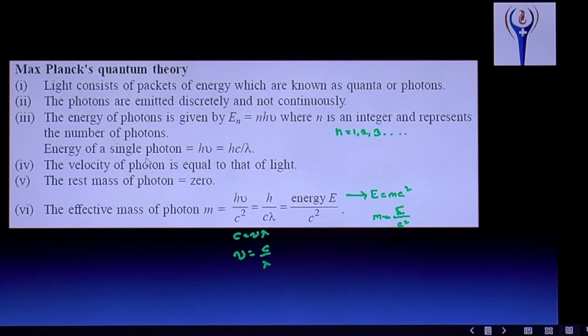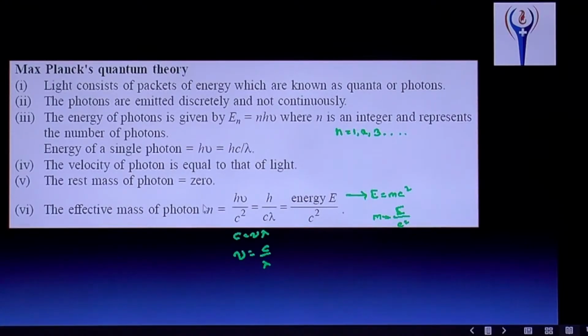And the energy of a single photon, n equal to 1, is h into nu. Nu equal to c by lambda, we know, so it is h c by lambda. The velocity of a photon is equal to that of light. That only we are calling light. Light, actually in the form of a particle, is the photon. The rest mass of a photon is 0. When the photon is at rest, its mass will be 0.